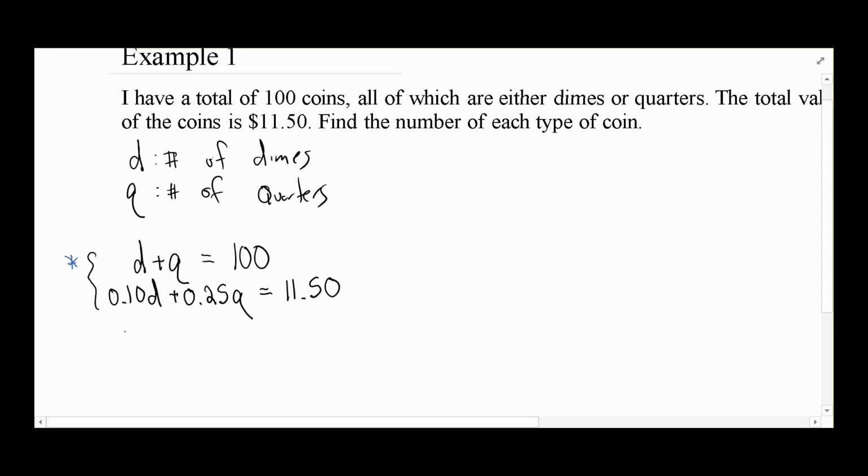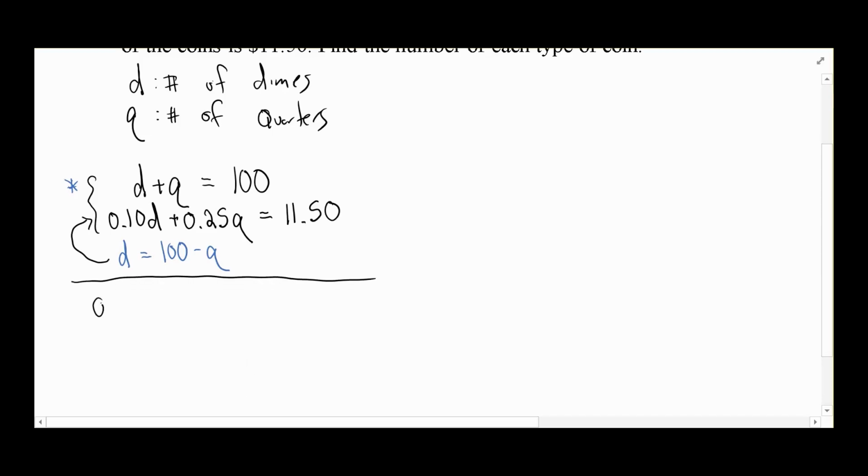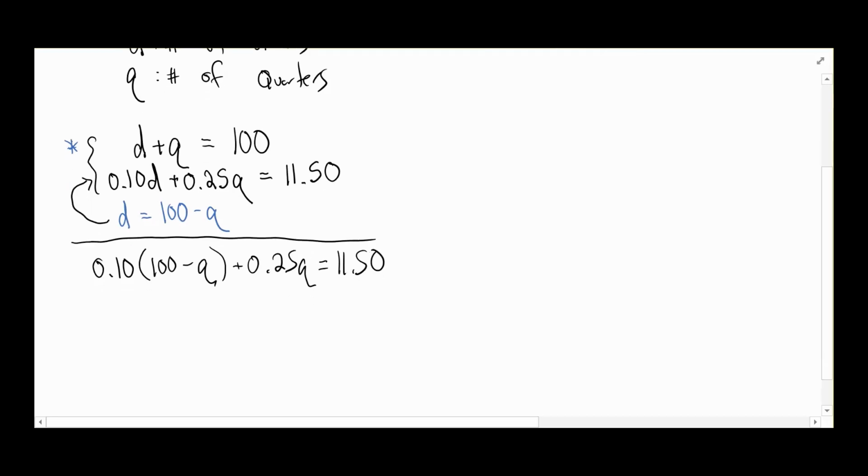I would look at that first equation and say, I can solve for D pretty darn easily as 100 minus Q. I could then take that and plug it into the second equation, and I'm going to get 0.10 times, now instead of D, 100 minus Q, plus my 0.25Q equals 1150. Now if I distribute my 0.10 across, I'm going to get 10 minus 0.10Q plus 0.25Q equals 1150.